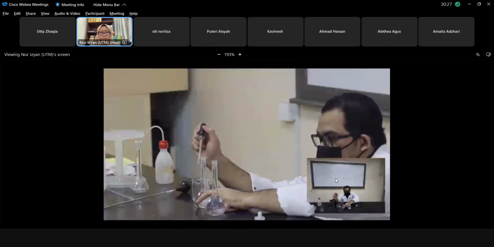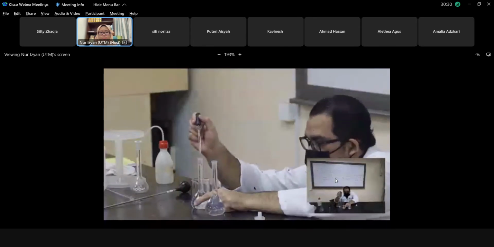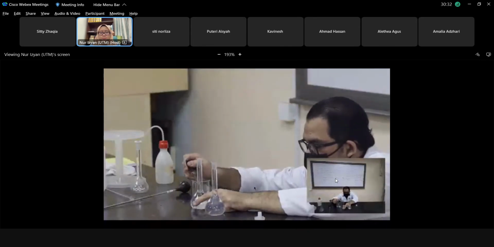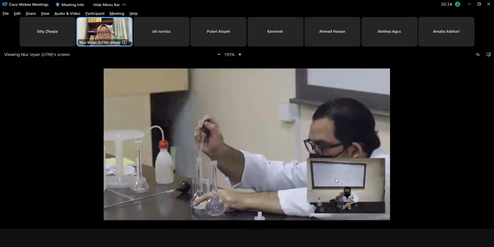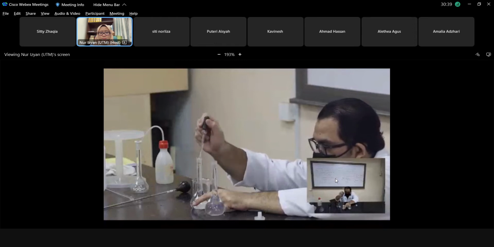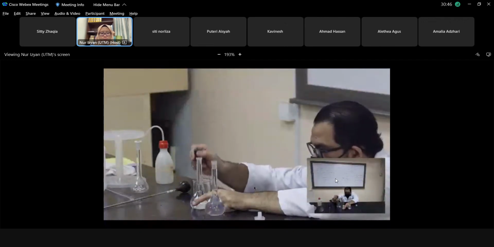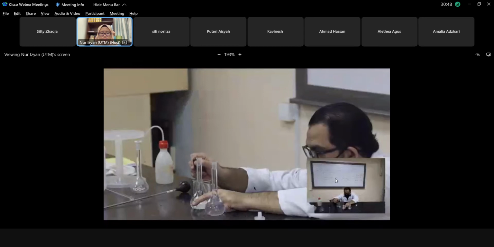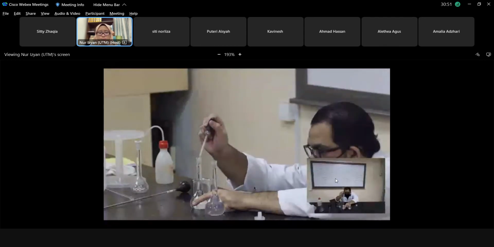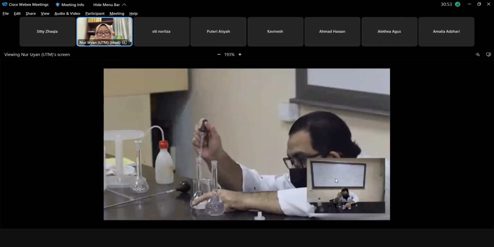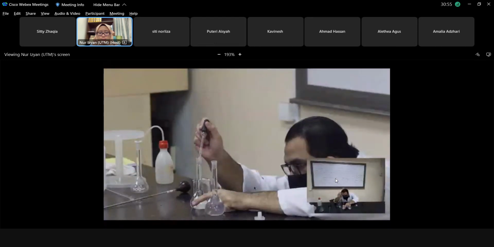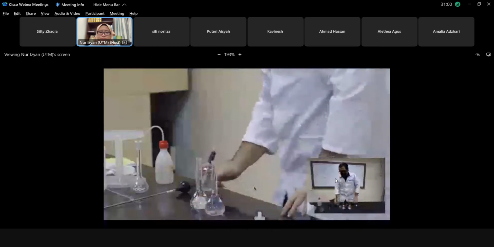Just pipette a little bit more to make sure that we get to the mark. Okay, a little bit more, maybe a little bit more. I think a few more drops maybe. Okay, a little bit more. Carefully. Be sure that you get the meniscus right to the mark. Okay, I think I got it.